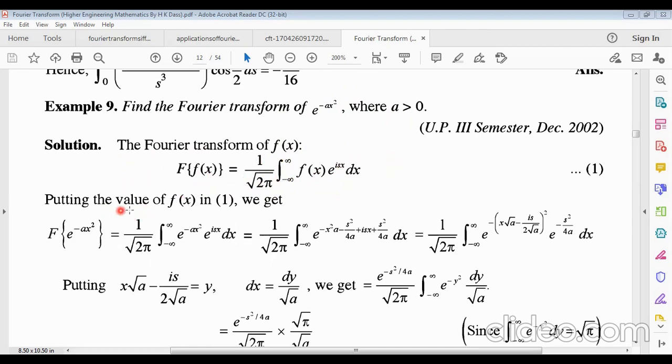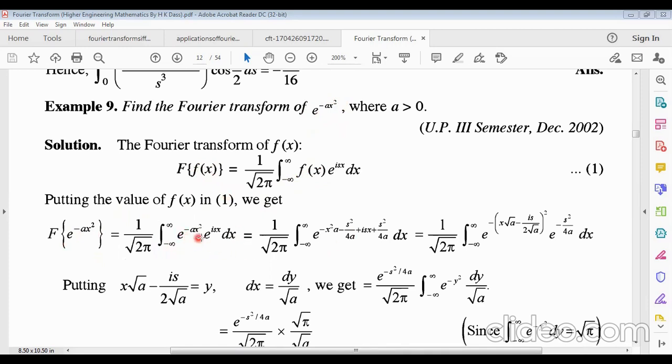Now putting the value of f of x in equation 1, just putting the value of f of x. We have put the value e to the power minus ax square. But integral limit will be what? Minus infinity to plus infinity. Just this is the f of x given. Now replacing f of x by using this, we get this one.